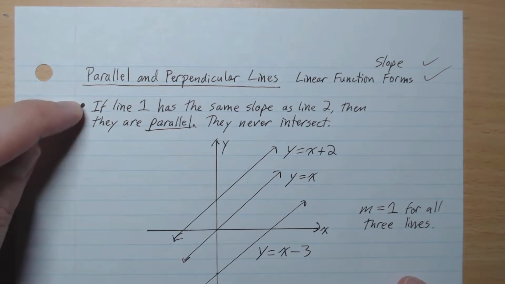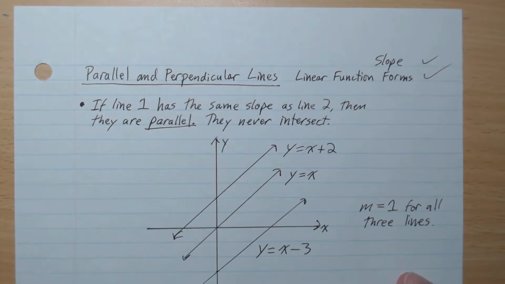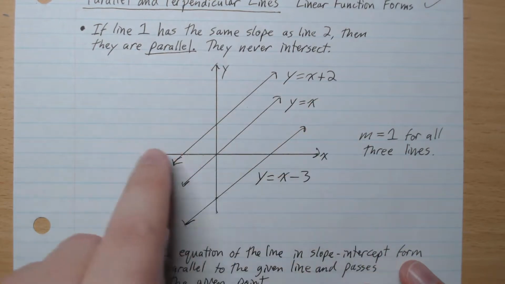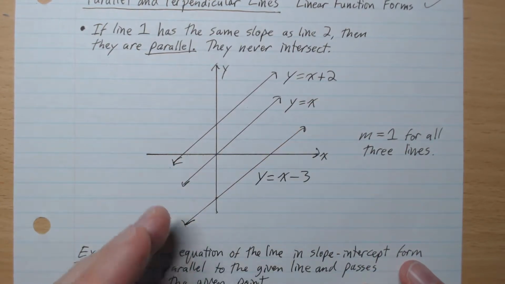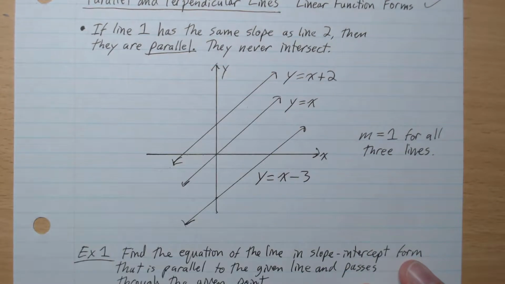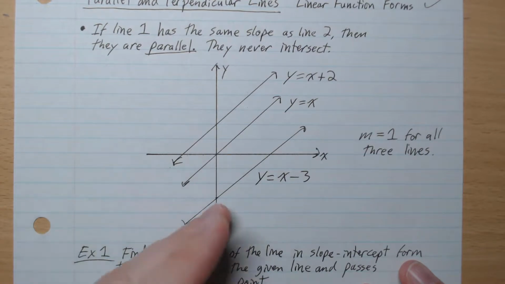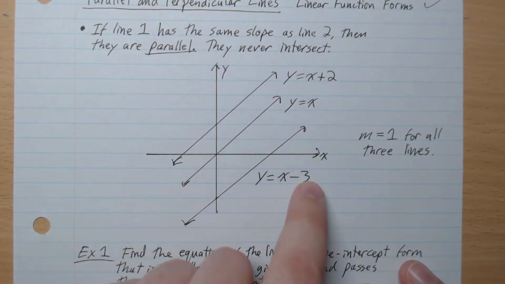If line 1 has the same slope as line 2, then they are what's called parallel. They never intersect. Here we have three functions: y equals x plus 2, y equals x, and y equals x minus 3. You notice that they're all parallel to each other. The slope is 1 for each one of these functions, and so they never intersect. What distinguishes them are the y-intercepts of 2, 0, and -3.